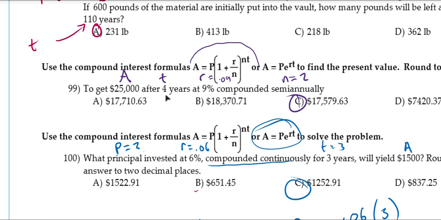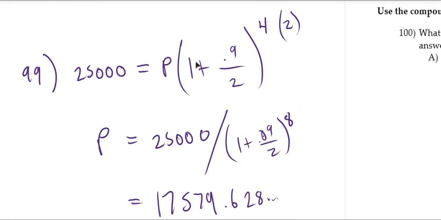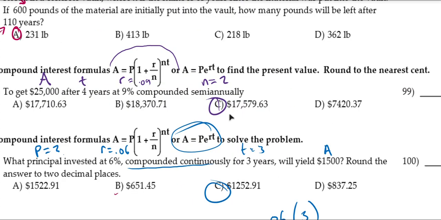For number 99, they're asking us how much must be put into an account to get $25,000 after 4 years if it is 9% compounded semi-annually. This tells us we're looking at the first equation, that it's compounded semi-annually, with n equals 2. And what we're being asked for is to solve for P. So we might notice that there's this big expression here. We really just have to divide that away from P in order to find out what P is. So that's 25,000 divided by this term, 1 plus 0.09 over 2 to the 8th power. This gives us the following amount, which is answer C.